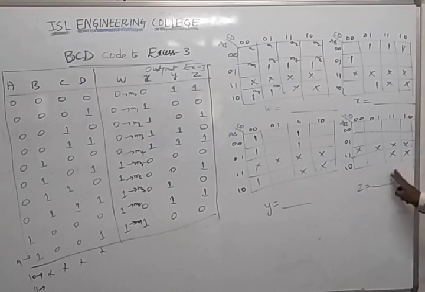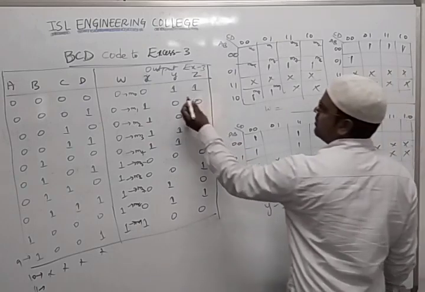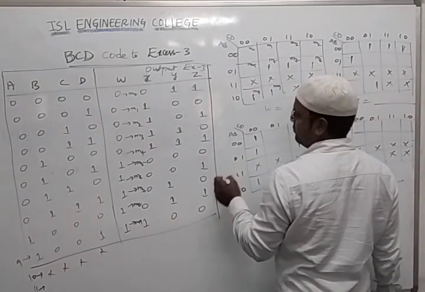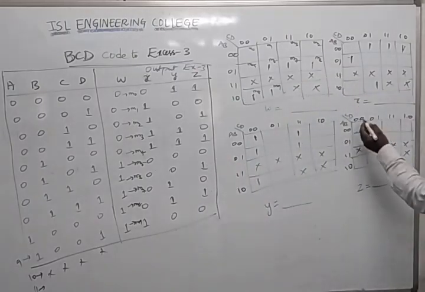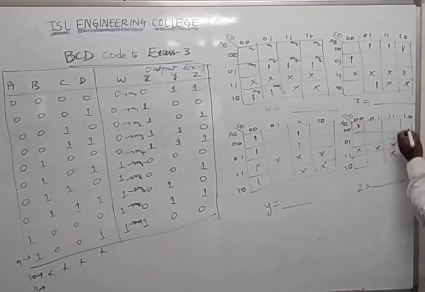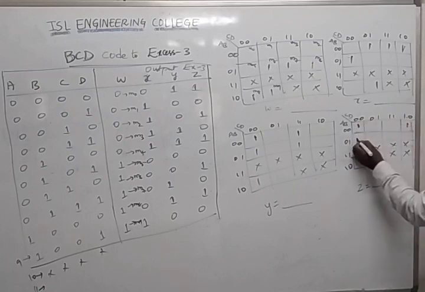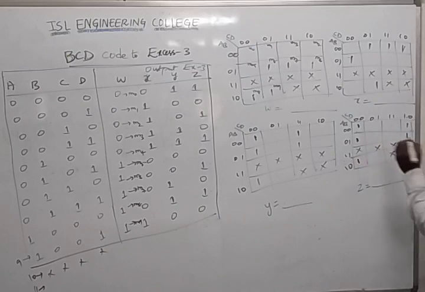What about the last, Z? When Z is high: M0, M2, M4, M6, M8. It's like even numbers. First is M0, then M2, M4, M6, M8. Clear? So we got these ones.